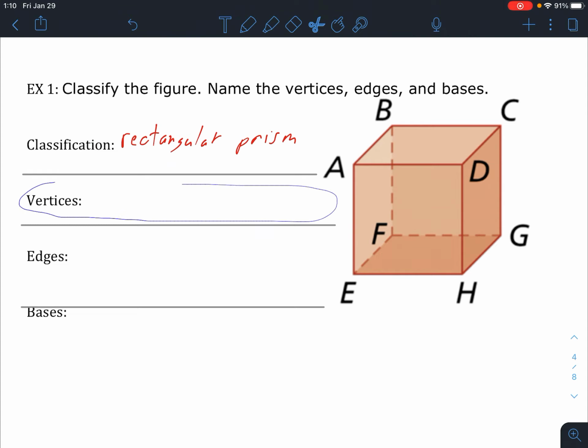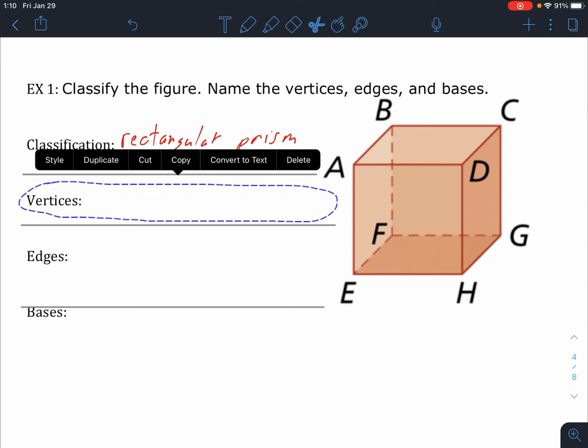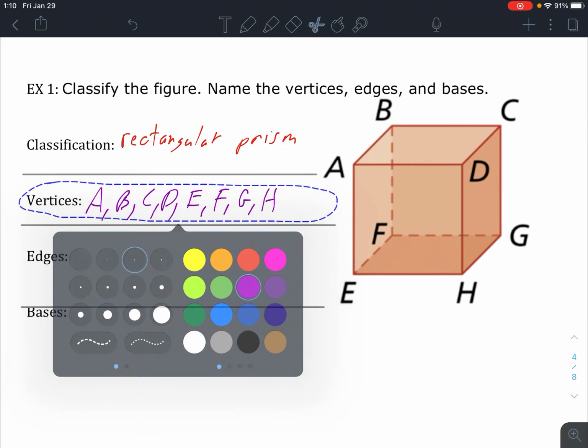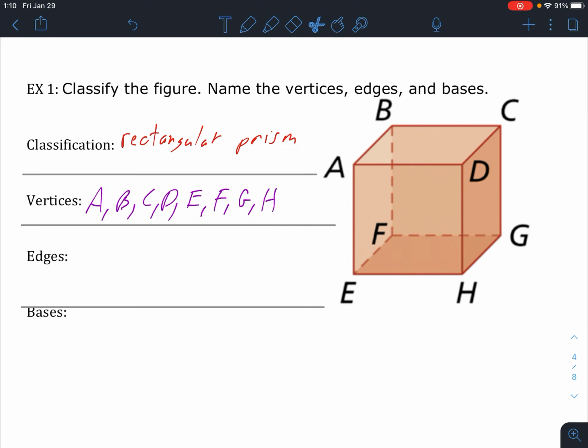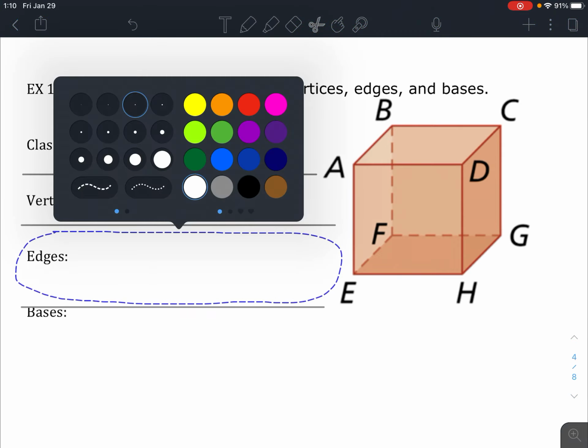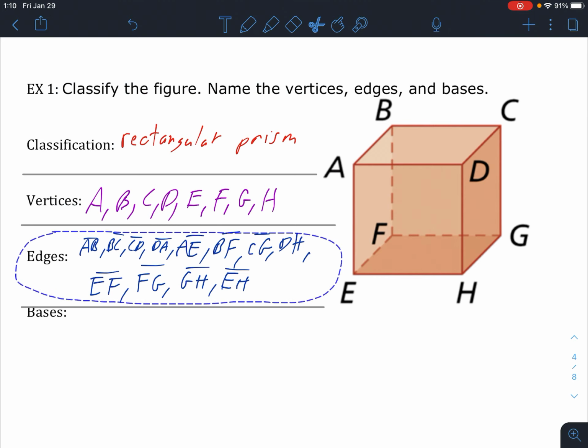That rectangular prism here has 8 vertices, in any particular order. Doesn't really matter what order they're in. Edges, there are a lot of edges here. This one has 12 edges. Okay, and again, in any order, but just make sure that each edge has a segment hat over it, because these are all segments.